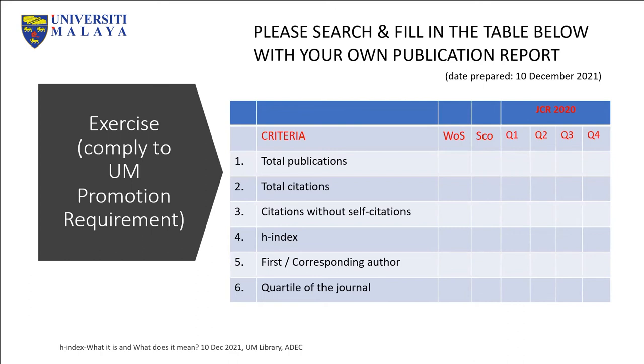Okay, please. And criteria number 5, out of the 100 papers, how many are you the first or the corresponding author? Put that number in. And the quartile of the journal, how many in quartile 1, quartile 2, quartile 3, and quartile 4? Is it easy? Easy to prepare? Yes.